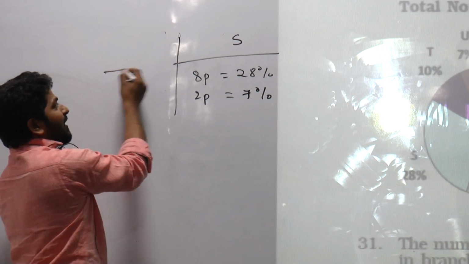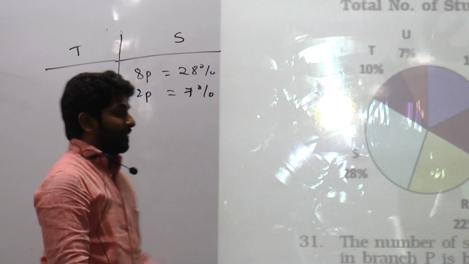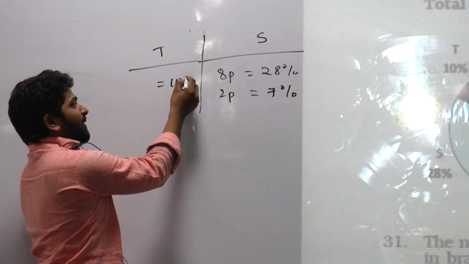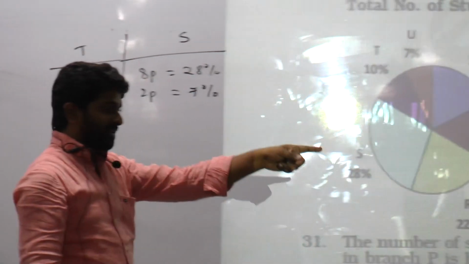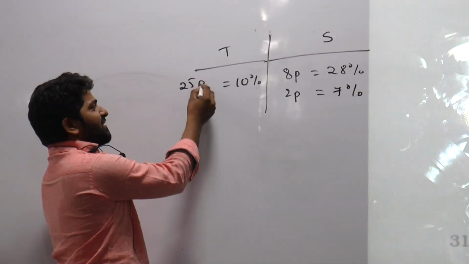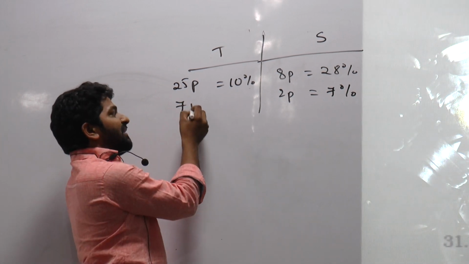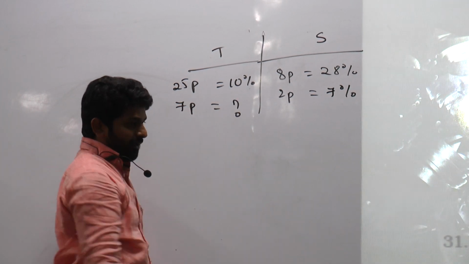And now let me calculate it for T also. T, total what percent is it? 10%. So total it is 10%. And in terms of number of parts, 25 parts. 25 parts is equal to 10%. Difference is 7 parts. 7 parts is equal to how much? This is what you need to calculate.